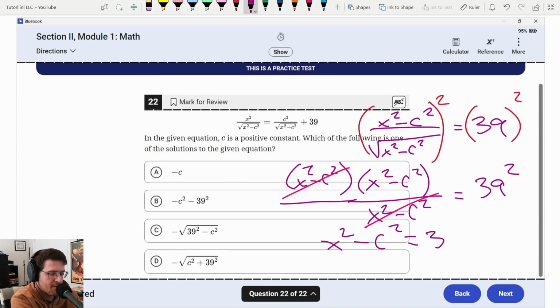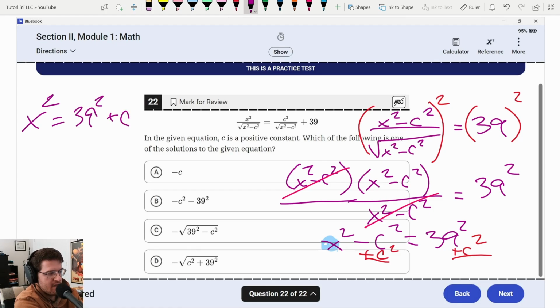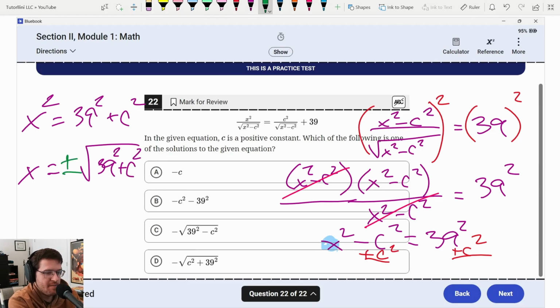So now we just need to solve for x. So I'm going to add c squared to both sides. And I get x squared equals 39 squared plus c squared. And now I'm going to take the square root of both sides. And I get x is equal to plus or minus the square root of 39 squared plus c squared. Whenever we take the square root of a square, we've got to put a plus or minus on the other side. So don't forget that. That is looking a lot like, really the only one that looks anything like that is choice D.